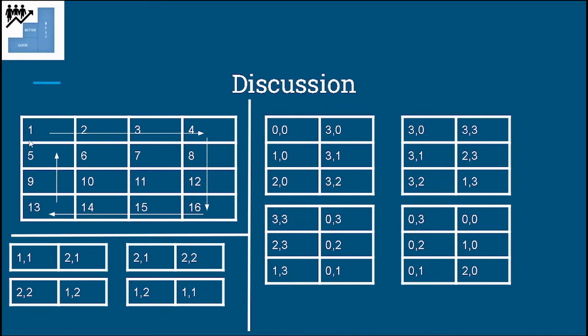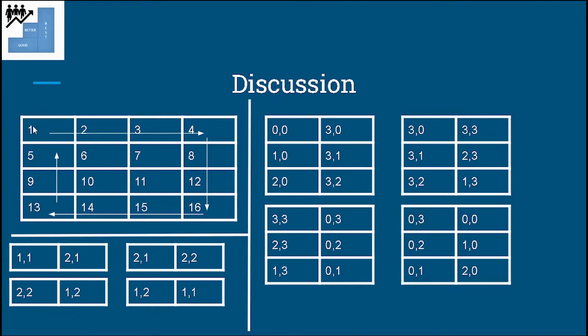So the solution lies in the fact that first the outer edge has to be rotated and then the inner edge has to be rotated. Okay. So if the length of the square matrix is 4, then we have to carry out two such rotations. So the number of rotations is half the length of the square matrix.